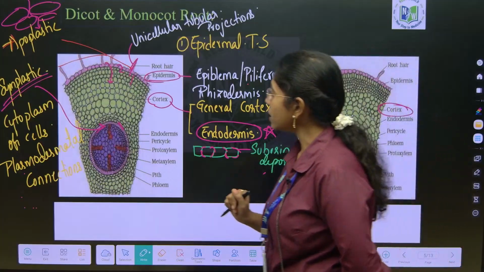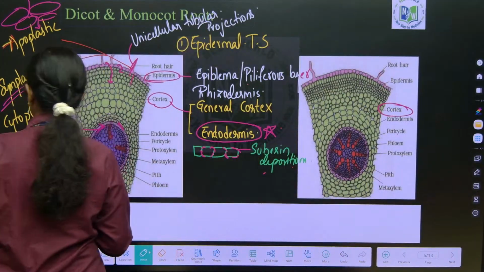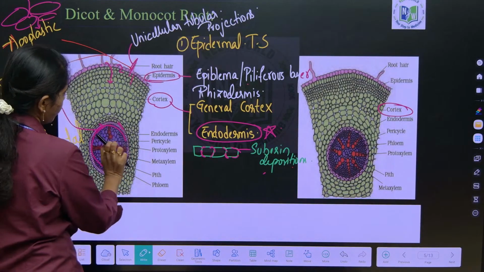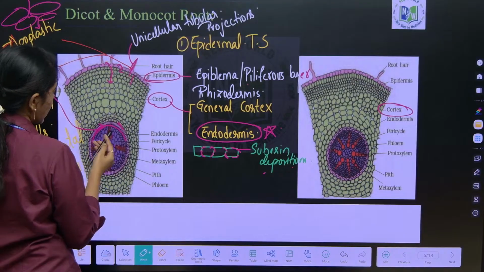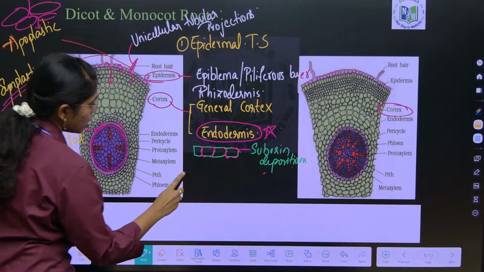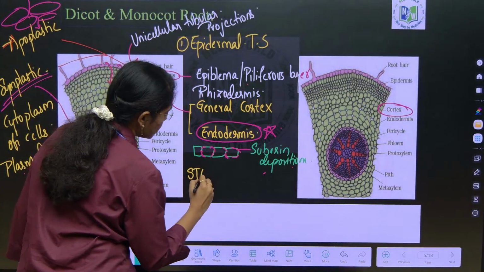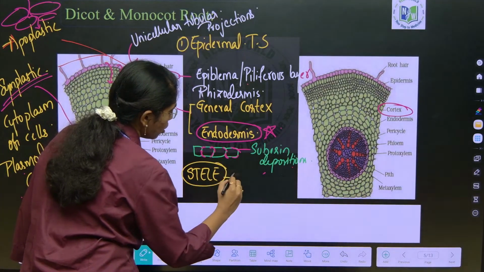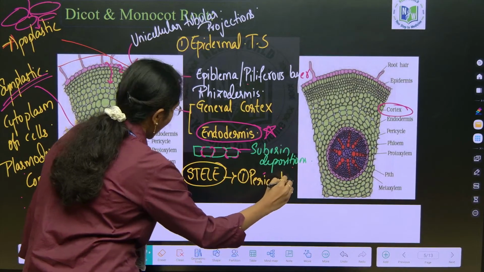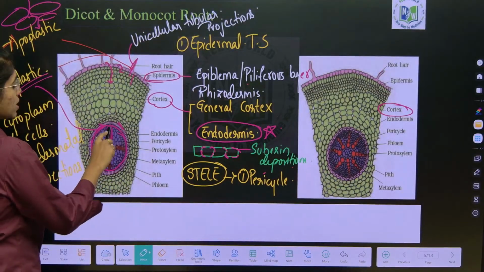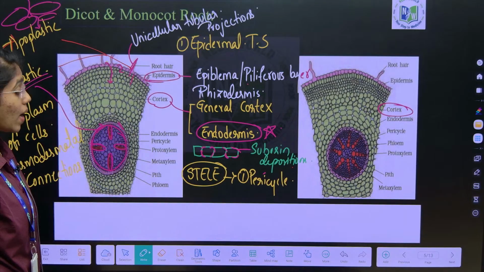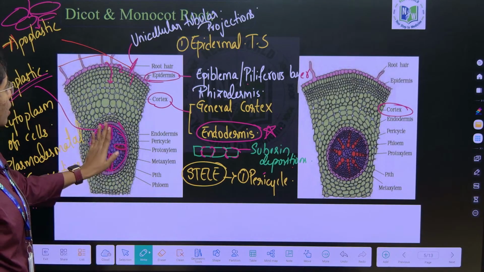Next, in the stellar region, we have the pericycle, which is parenchymatous again, a single layered parenchymatous pericycle. So, in the stellar region, the first layer is pericycle. After pericycle, you have xylem and phloem tissues, that is, vascular bundles arranged.